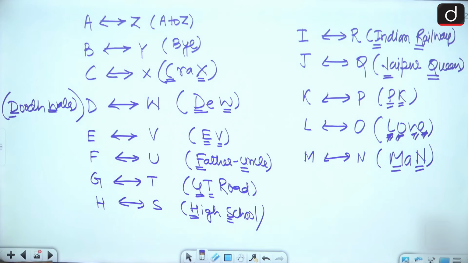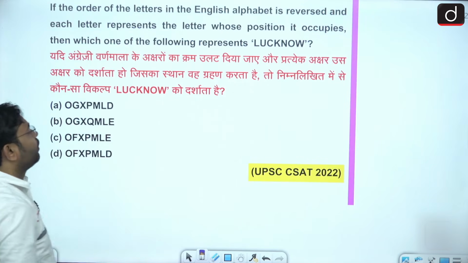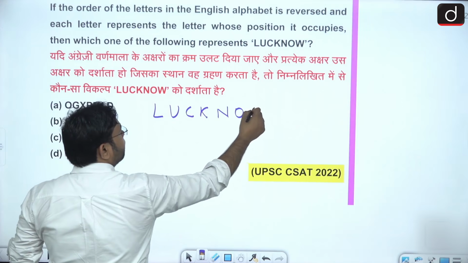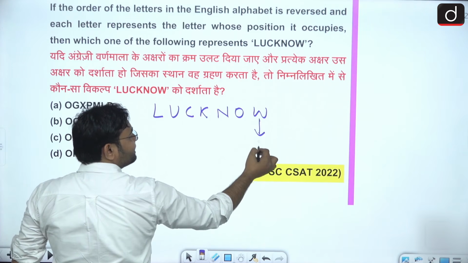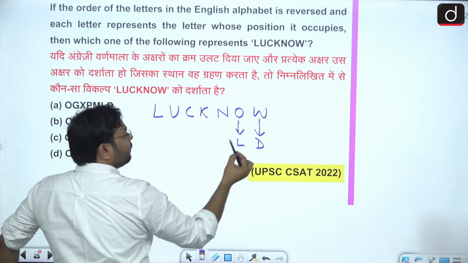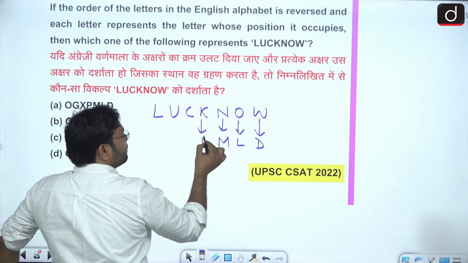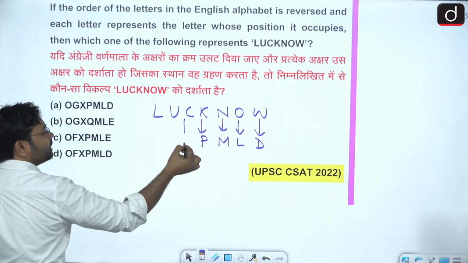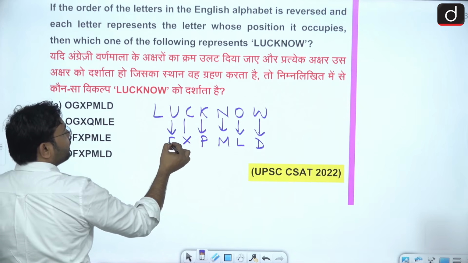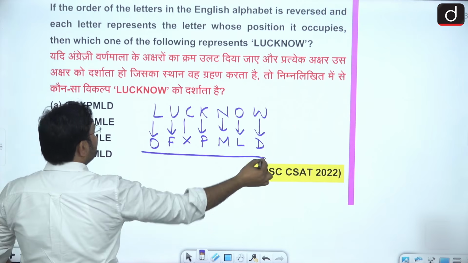Done. And this question is now: opposite letters of L, U, C, K, N, O, W. Opposite to W is D. Opposite to O is L, LOVE. Opposite to N is... opposite to K is P, Kamala Pasand. Opposite to C is... opposite to U is F, father uncle. Opposite to L is O. So O, F, X, P, M, L, D.